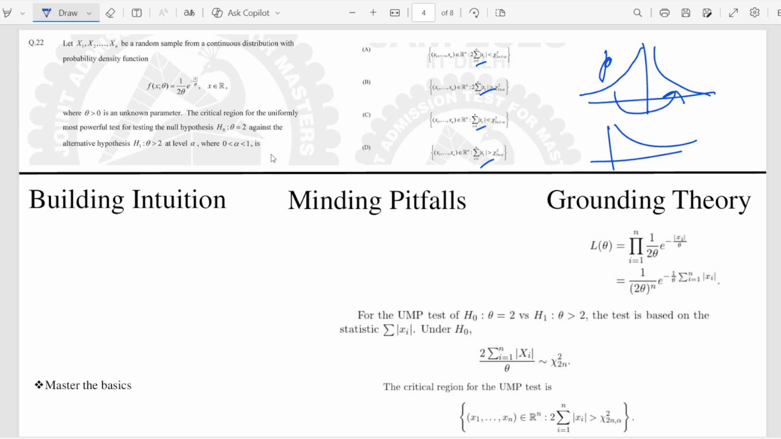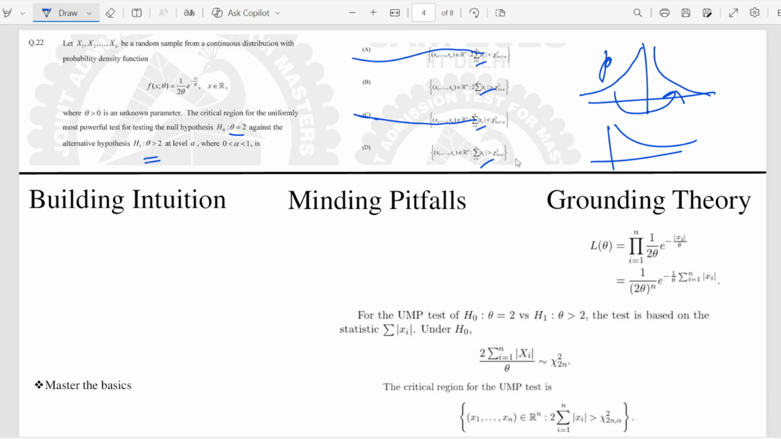Then in the next 2-3 seconds, you could notice that the mean theta equal to 2 is less than the mean in the alternate. So intuitively, when the sample value is more, that is the indication that the mean is more. So your critical region should be in the direction where the sample mean or the sample sum is greater than a particular quantity. So this anyway eliminates this and this.